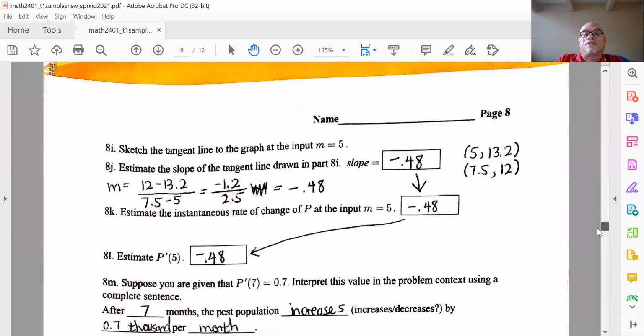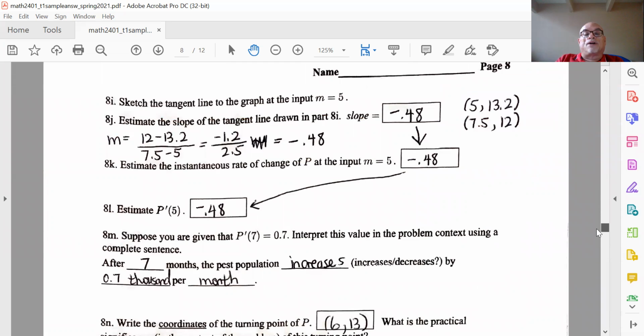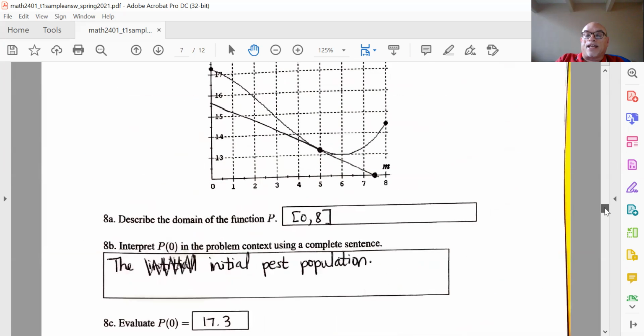And then we're going to use that to answer some of the remaining questions. So once we've drawn that tangent line, once we've sketched that tangent line, answers may vary a little bit, right? Now we want to estimate the slope of that tangent line. To estimate the slope of the tangent line, you've got to pick 2 points off of that tangent line. Make sure you pick points on your tangent line.